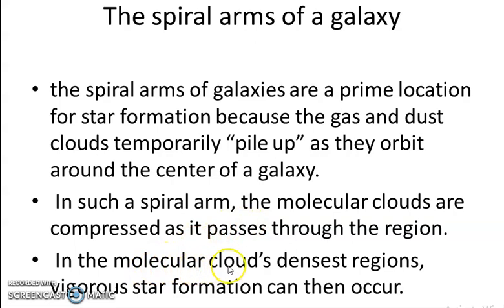Here in the molecular cloud's densest region, vigorous star formation can occur. The molecular clouds are compressed here, and at this region star formation happens. Stars form in this compressed state. Since it is the most compressed state, star formation occurs there.